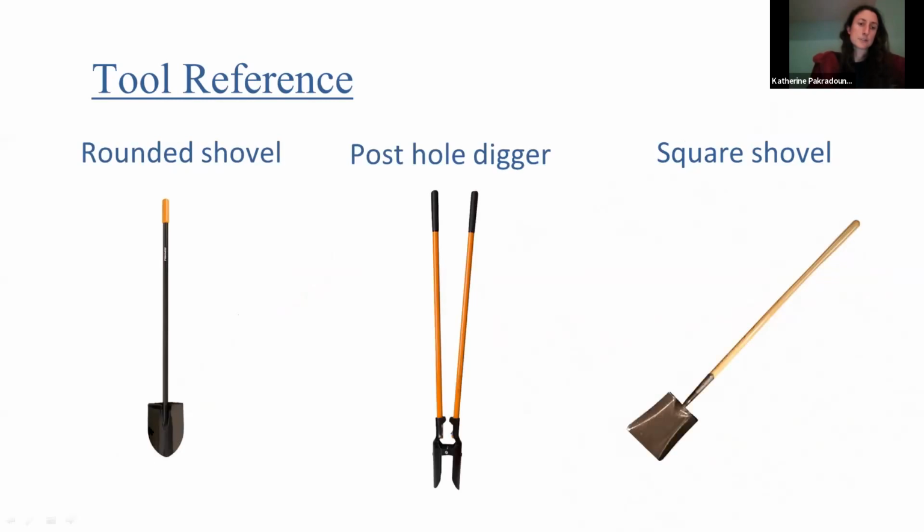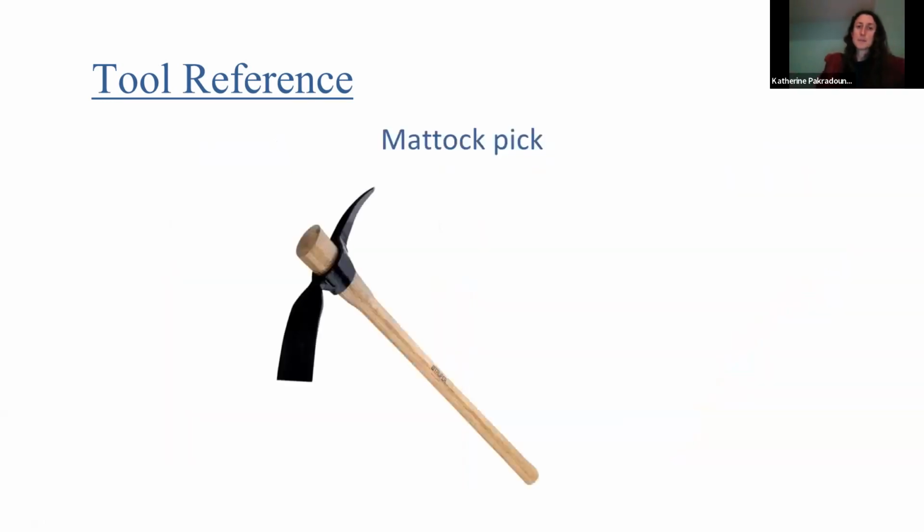Rounded shovel. So this again is your typical shovel for making the hole in the ground for your potted plant. A post hole digger, also useful for smaller plants or for digging holes for posts. That's the purpose of that one. I don't really use this personally. You might find this is not as applicable depending on your work. Square shovel, again, usually for transferring materials from one place to another, not for digging deep holes, because you have a flat end on it. A mattock pick, so this again is for breaking up hard surfaces.